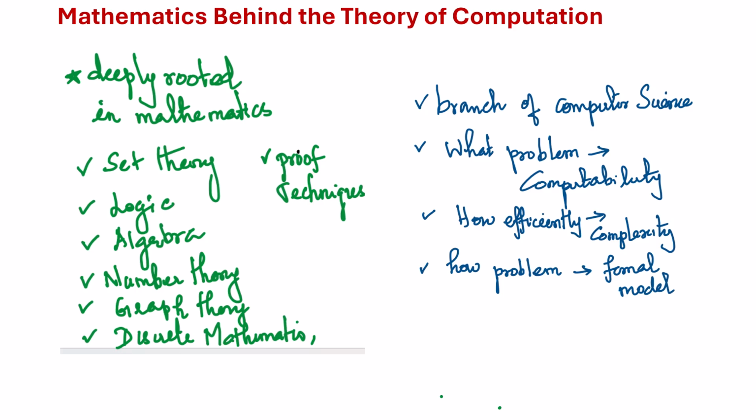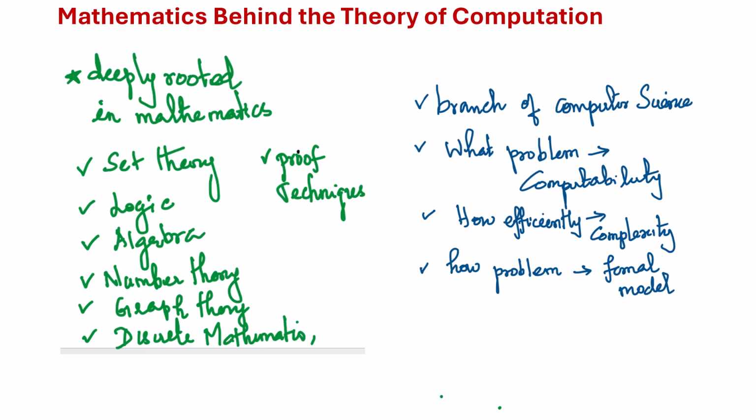Today I'm going to discuss how mathematics relates with theory of computation. Generally we can say theory of computation is a branch of computer science, and how we are going to solve problems using formal methods like automata, grammar and Turing machine, and what problem can be solved by the computer, we can say computability, and how efficiently it can be solved, we can say complexity. So this is the general definition of theory of computation.